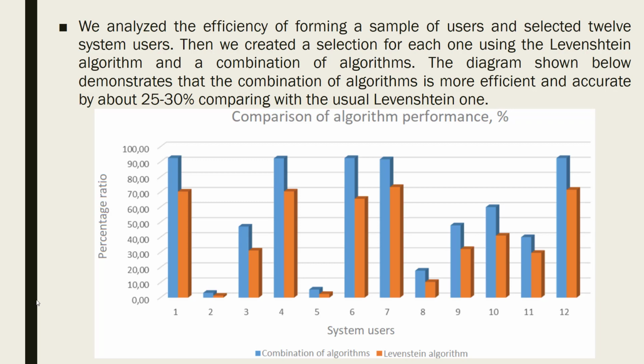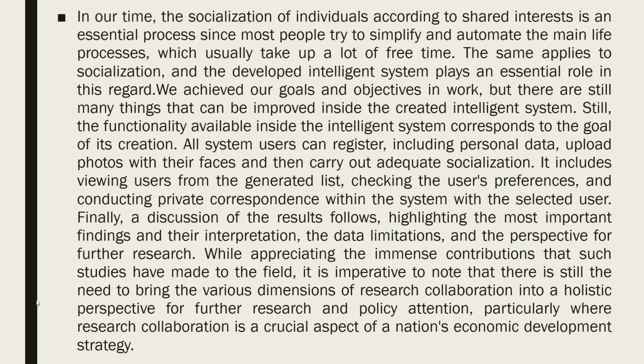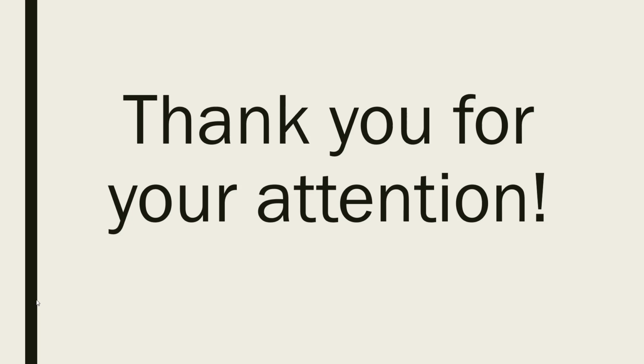To sum up, in our time, the socialization of individuals according to shared interests is an essential process, since most people try to simplify and automate the main life processes, which usually take up a lot of free time. The same applies to socialization, and the developed intelligence system plays an essential role in this regard. We achieved our goals and objectives in this work, but there are still many things that can be improved inside the created intelligent system. Thank you for your attention.